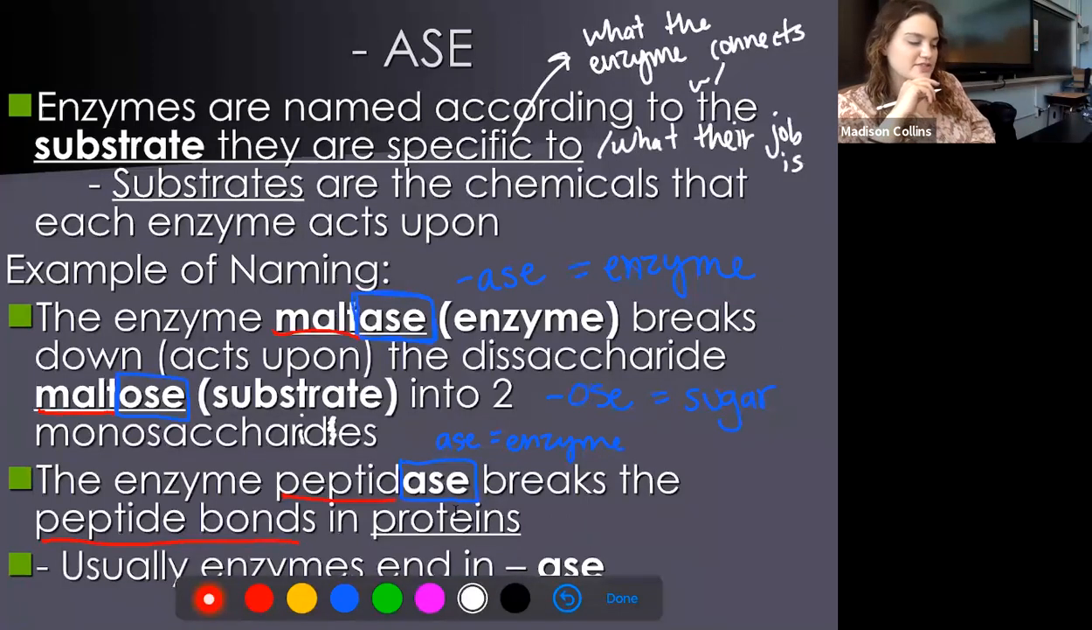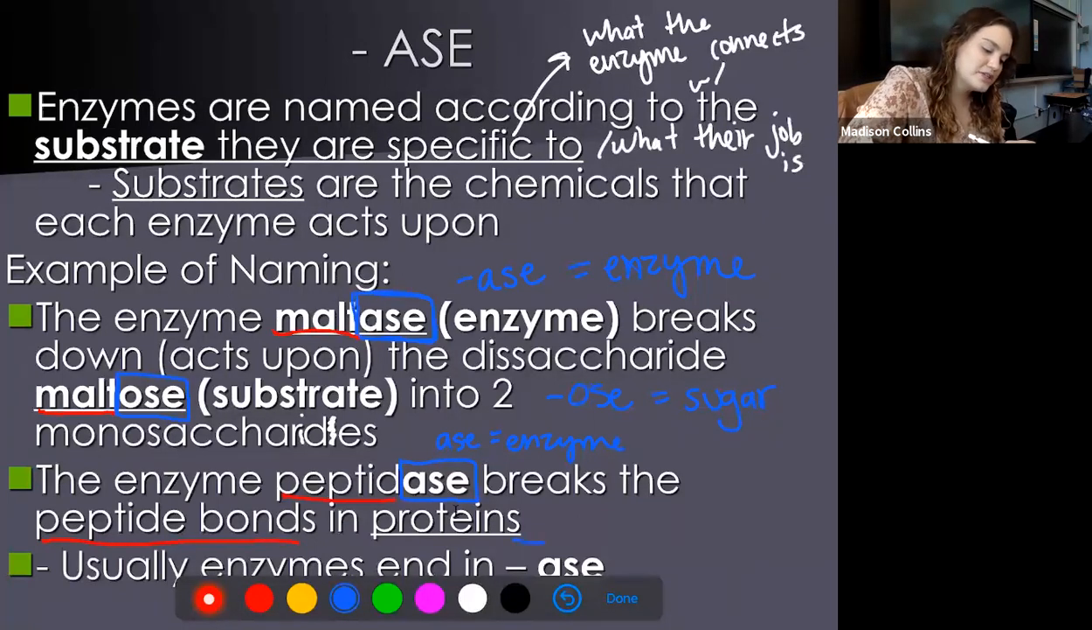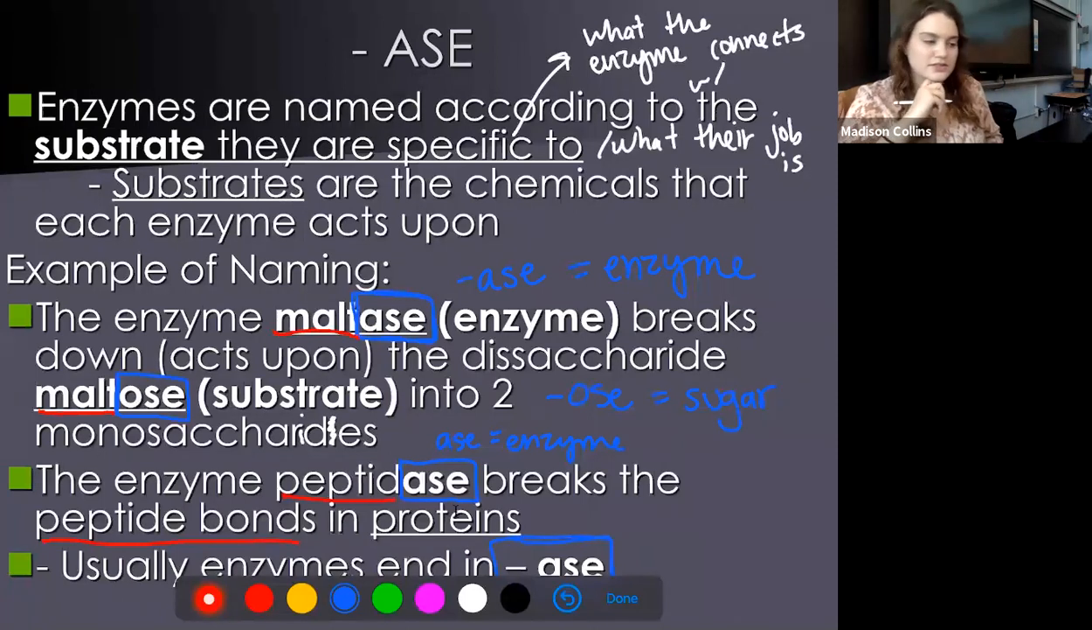Hopefully you guys have figured out that usually enzymes end in ASE. This is not always going to be the case, but 9 times out of 10, enzymes are going to end with ASE. All right, and that is all that I have for you today.